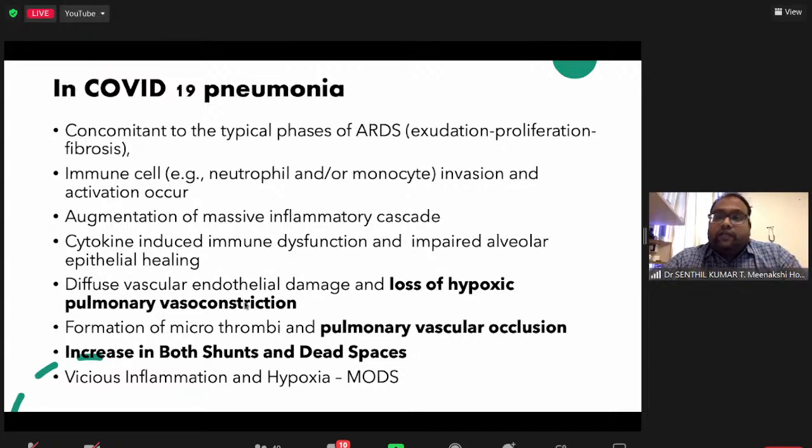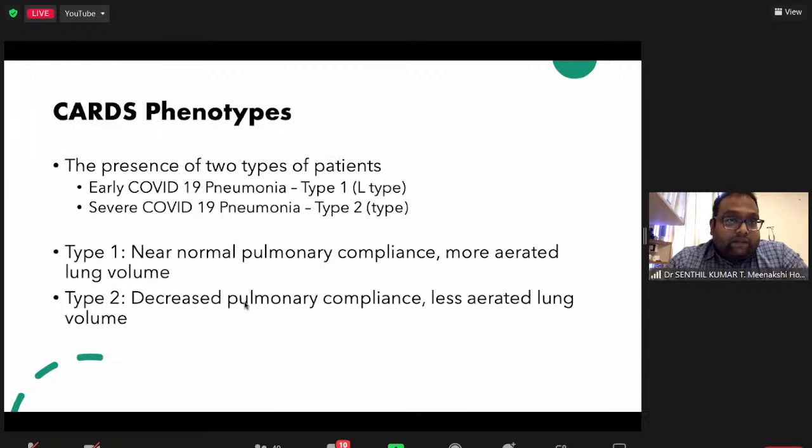More than ARDS, the multi-organ dysfunction is likely to be the cause of higher mortality in patients with COVID-19 pneumonia ARDS. So, coming on to the phenotypes or clinical presentation. As we know, there is a constellation of clinical presentations, right from simple cough and body pain to severe breathing difficulty. We go into the specific ARDS phenotypes.